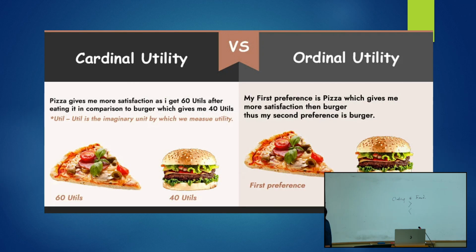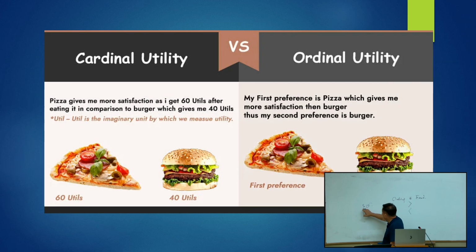But ordinal utility is which one do you like first between pizza and hamburger? This is ordinal utility. So you like pizza as the first preference and hamburger as the second preference. Okay? This is ordinal utility. So now 5 apples. This is cardinal utility. And 5 watermelons.